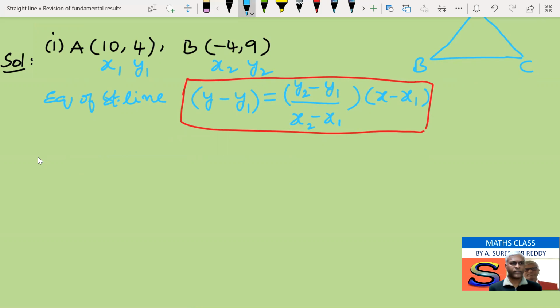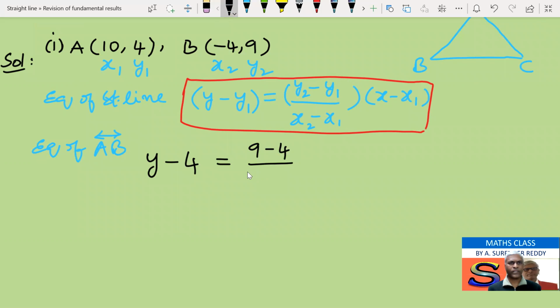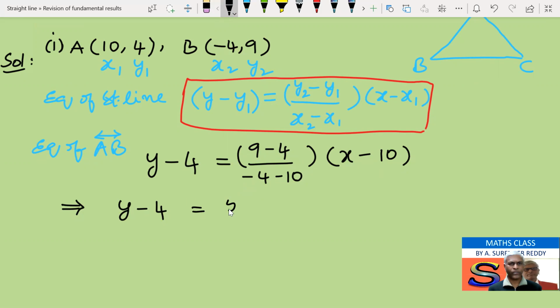Substituting the values, the equation of line AB: y minus y1 value 4 equals y2 minus y1, 9 minus 4, divided by x2 minus x1, minus 4 minus 10, times x minus x1, 10. So next, y minus 4 equals 9 minus 4, 5, by minus 14, times x minus 10.